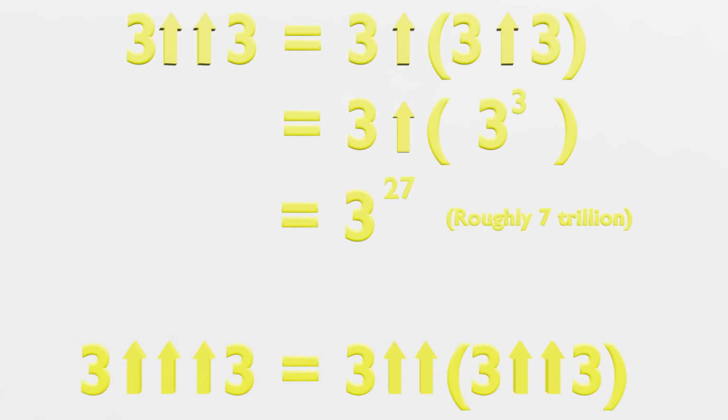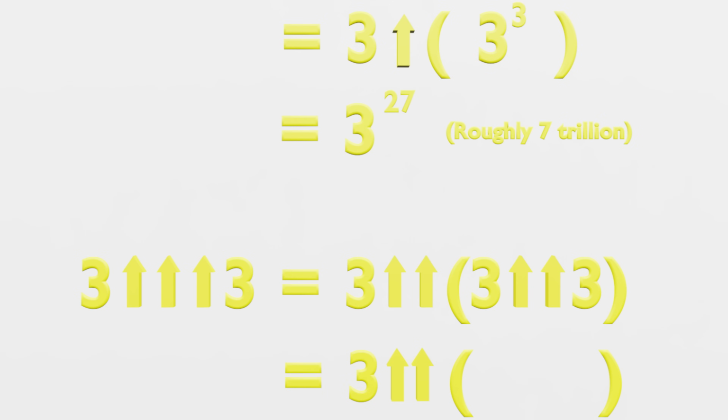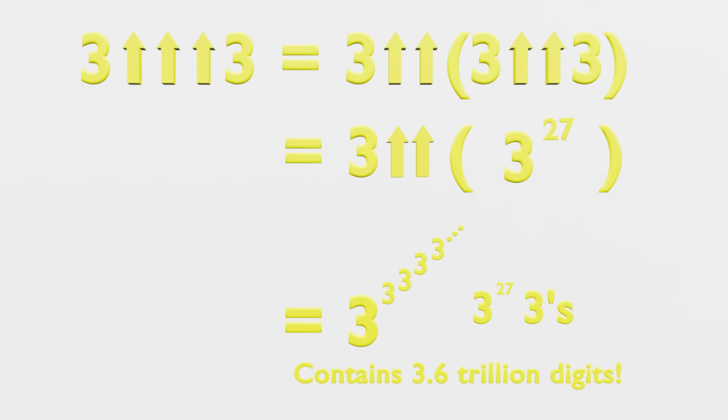Now let's look at 3 triple up arrow 3. This means 3 threes with 2 up arrows between each 3. Once again, I've used brackets to make our next calculation easier. We just calculated 3 double up arrow 3 to be 3 to the 27, so we can substitute this in. We then know 3 double up arrow 3 to the 27 is equal to 3 to the 3 to the 3 continued until we have 3 to the 27 threes in our power tower of threes. This number contains 3.6 trillion digits.